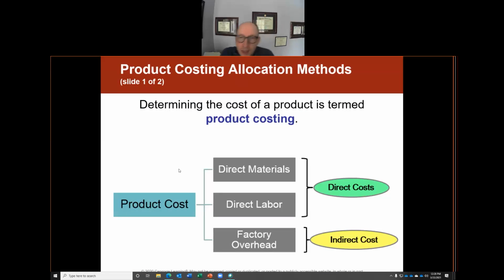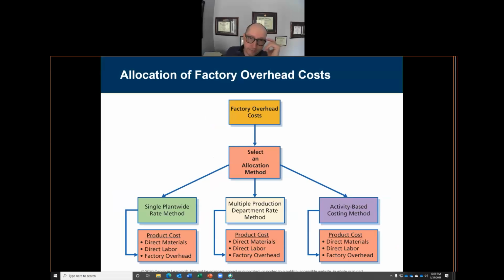Okay, so as you know, the total cost of a product is direct materials, direct labor, and factory overhead. You know that. We've been talking about that for a while. Direct materials, direct labor, factory overhead. The three of those added together are the total cost of a product. Direct materials and direct labor are direct cost. Factory overhead is an indirect cost. When we talk about factory overhead as an indirect cost, we need to allocate factory overhead to the product based on the fact that it's an indirect cost.